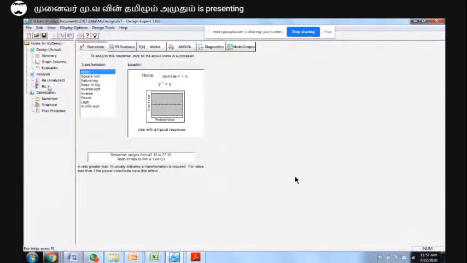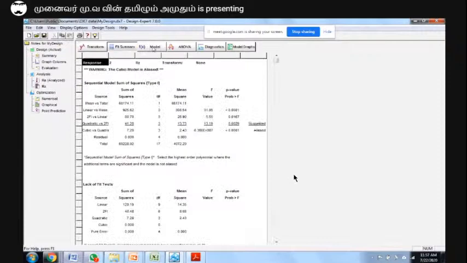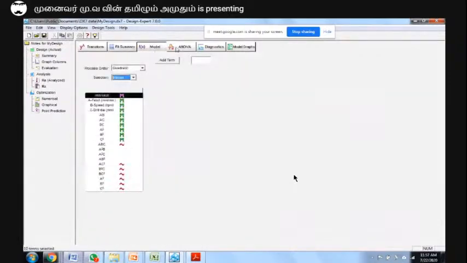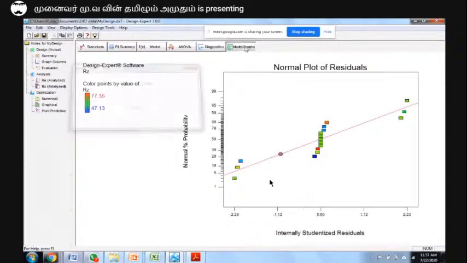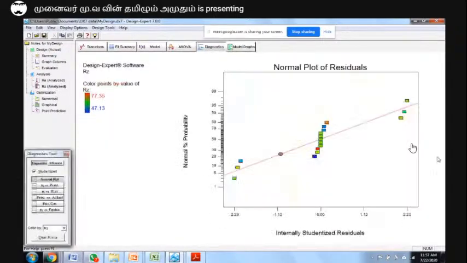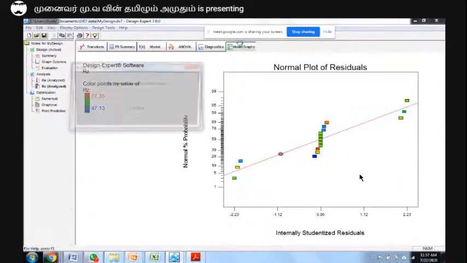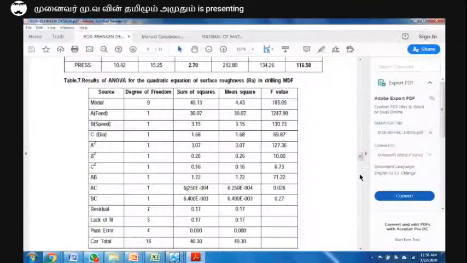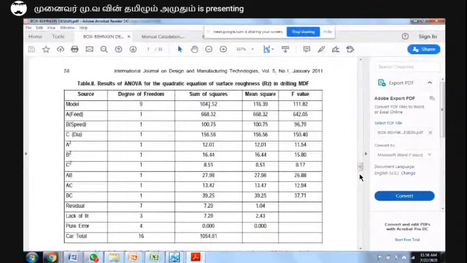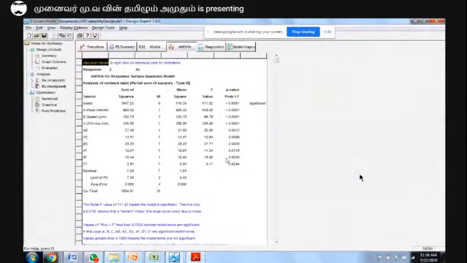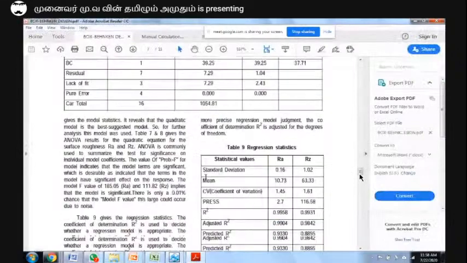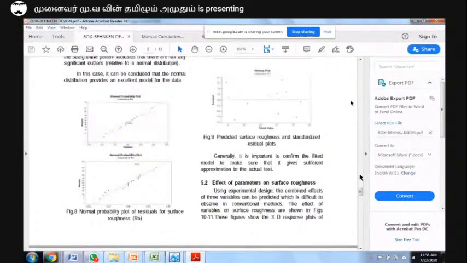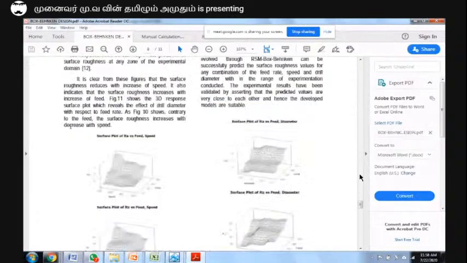And similarly, we can do the analysis with RZ. For RZ, I'm simply taking the tabs, model and ANOVA and diagnostics. For this, it is scattered at one particular point. This won't be a model graph. ANOVA, this is the ANOVA. Whether this ANOVA is the given one, we will check. 9,047, 9,047. The same ANOVA we are getting. These are the graphs which we can get from the Design Expert software.